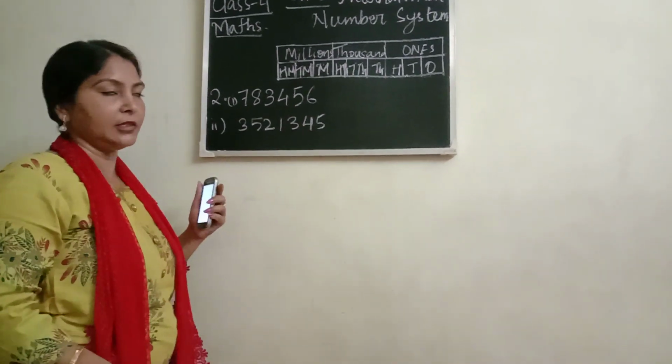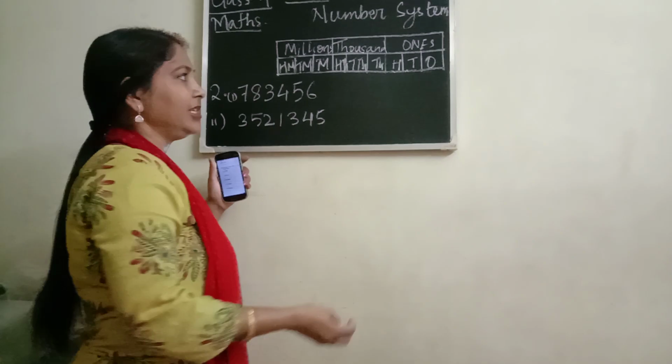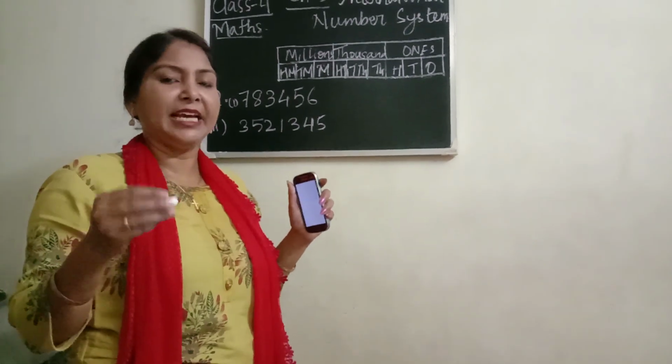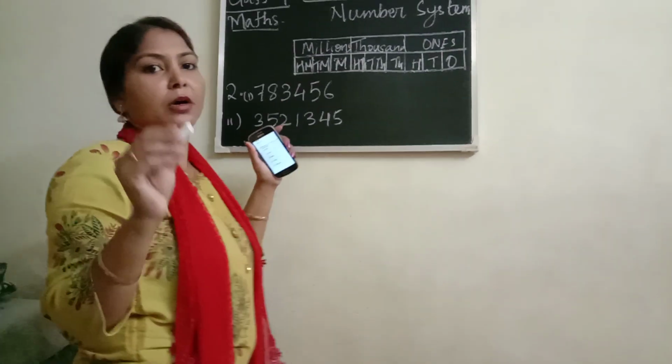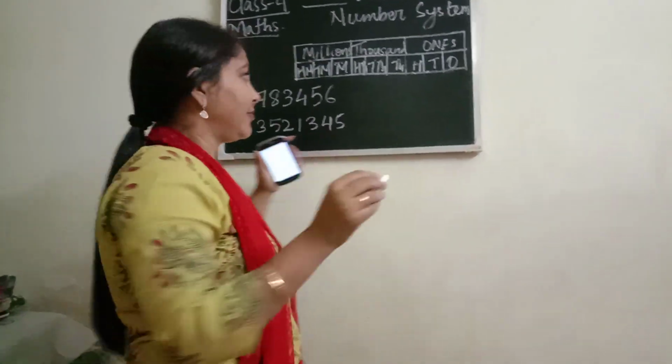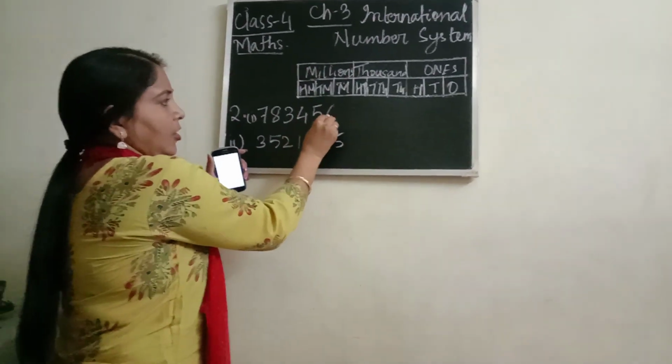There are no commas. So, how shall we read this number? First, we will put the commas so that we can understand their periods. Okay. Now, we will start. In order to separate the commas, we have to start from the right side.